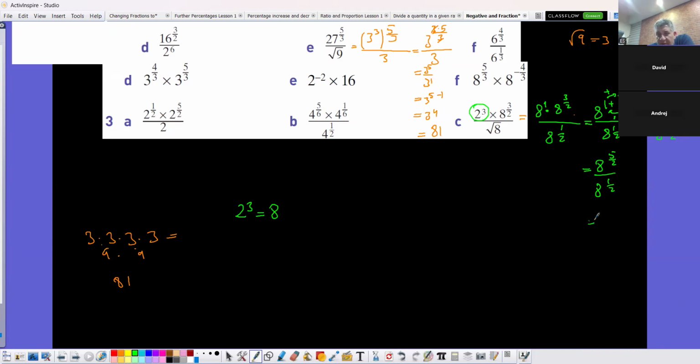Now I'm going to subtract them. 8 to the power of 5 over 2 minus 1 over 2, which is equal to 8 to the power of 4 over 2. And it's going to be equal to 8 to the power of 4 over 2. It should be equal to 2. 8 to the power of 2, which is equal to 64.